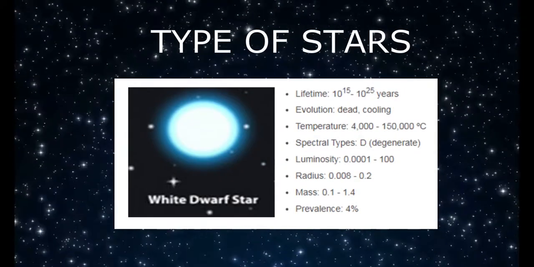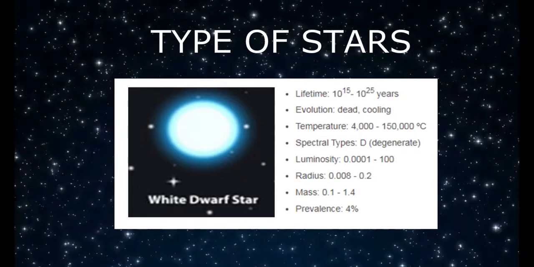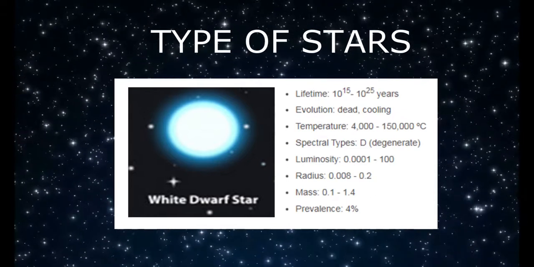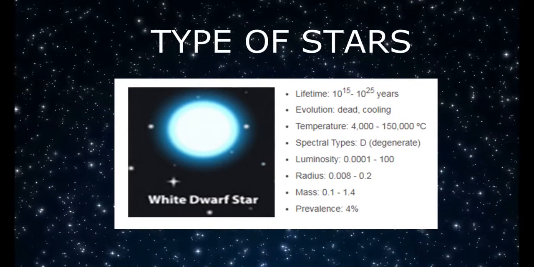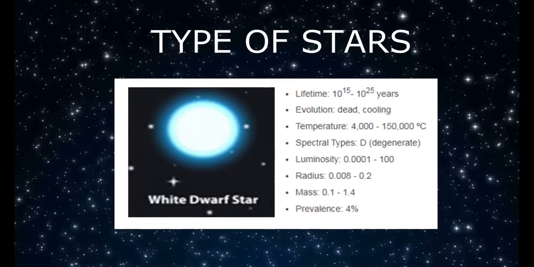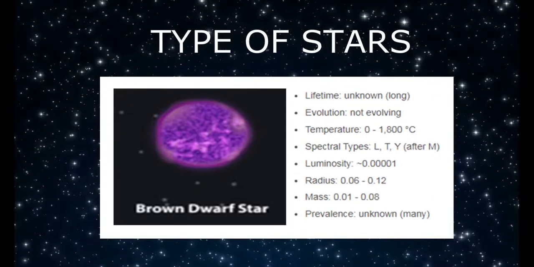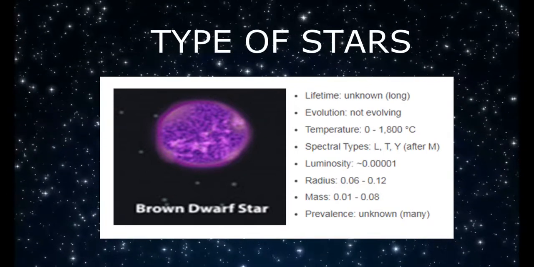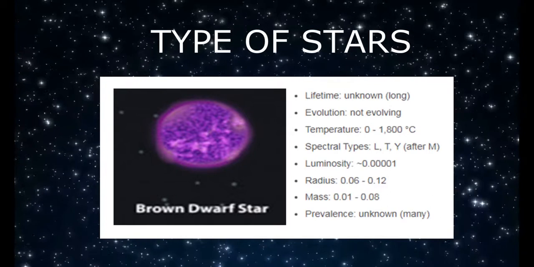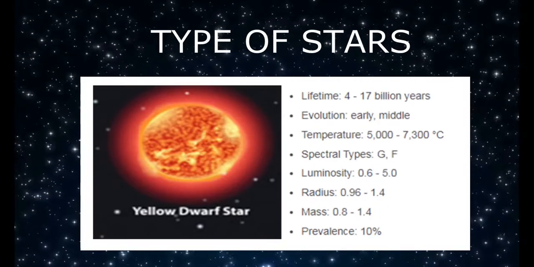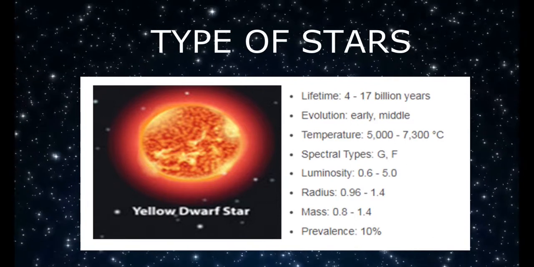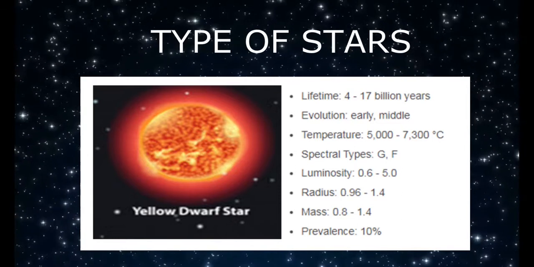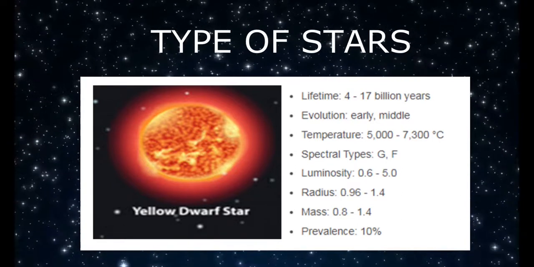White dwarf star. The lifetime of a white dwarf star is 10 to the power of 15 to 10 to the power of 25 years, and its temperature is 4,000 to 150,000 degrees Celsius. Brown dwarf star. The lifetime of a brown dwarf star is unknown, and its temperature is 0 to 1,800 degrees Celsius. Yellow dwarf star. The lifetime of a yellow dwarf star is 4 to 17 billion years, and its temperature is 5,000 to 7,300 degrees Celsius.